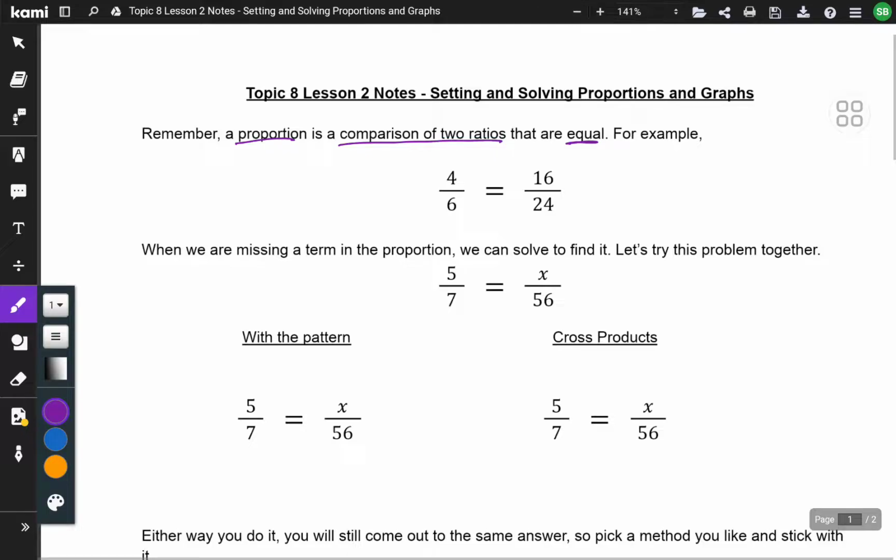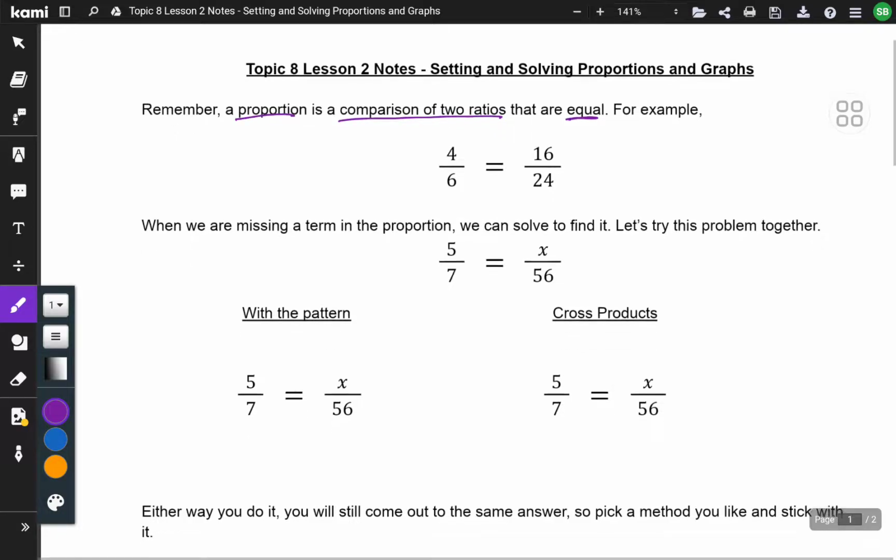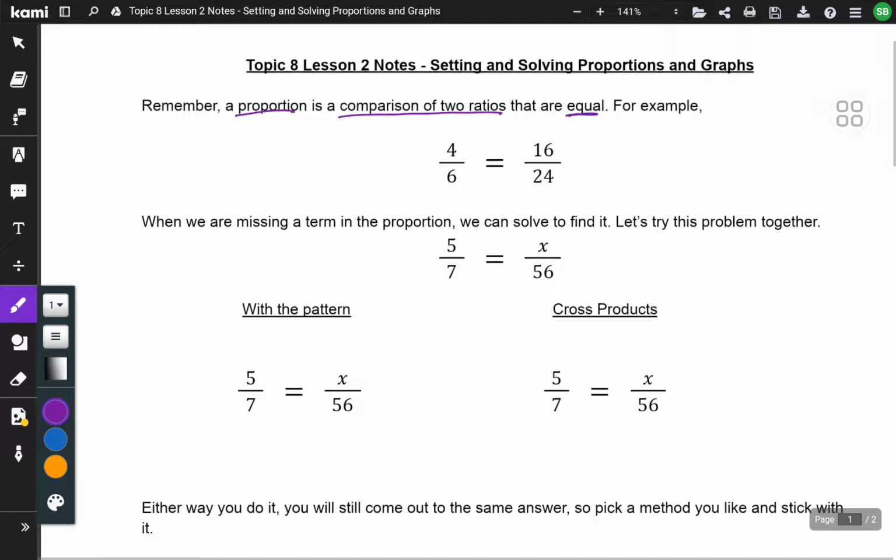This is a proportional relationship. Now remember, there are times where we are missing a term in the proportion, and we can solve to find it. So let's try this problem together. We got two different methods we can go with. We can go with the pattern, or we can go with cross products. Now, this one is not a super difficult one to recognize a pattern. Off the top of my head, I don't know 5 times what is 7. So I'm going to look at a horizontal pattern.